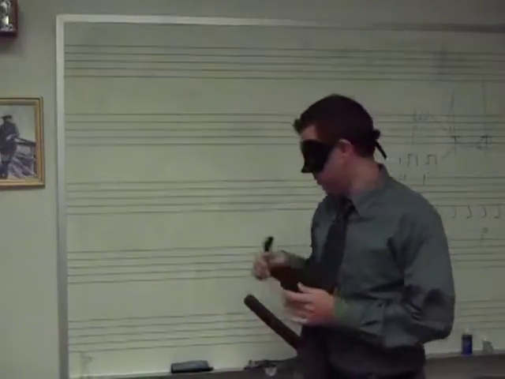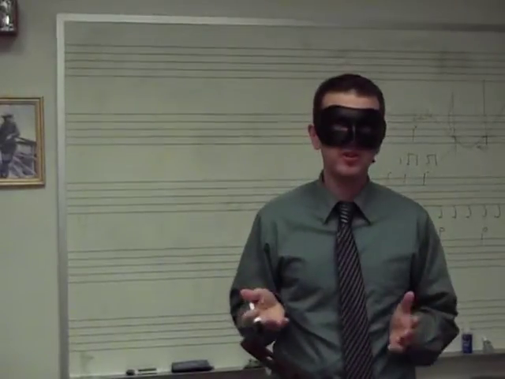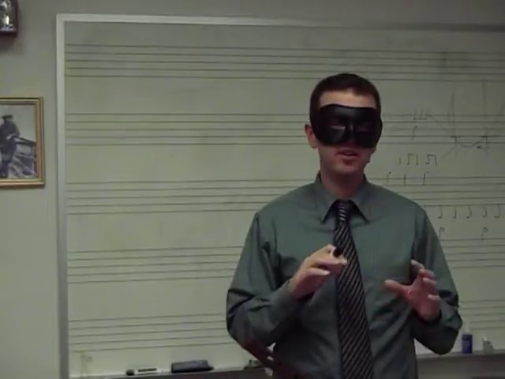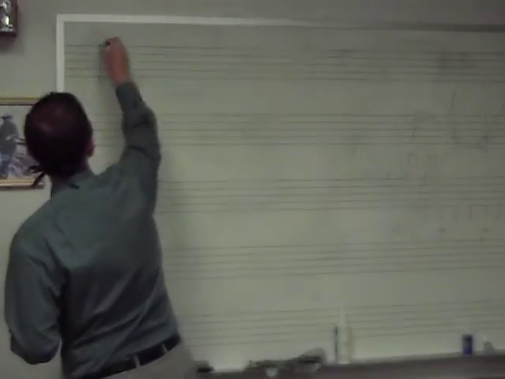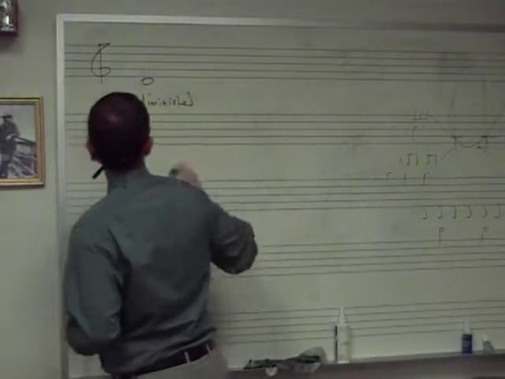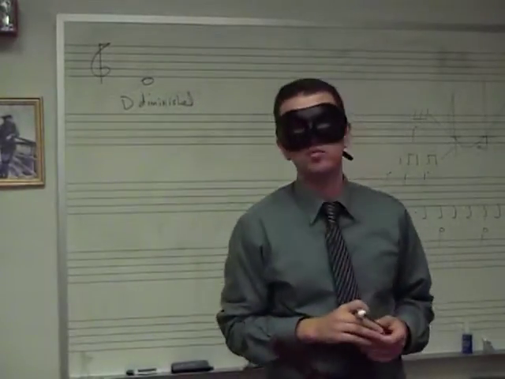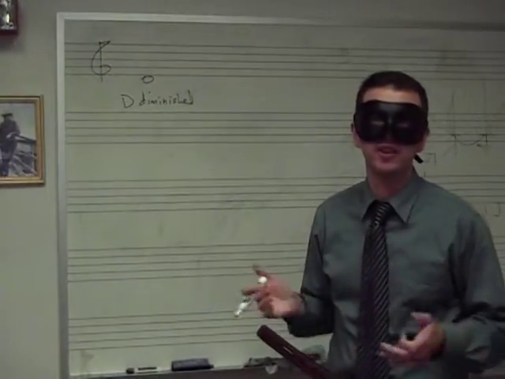Alright, the last one is the most difficult, and that's diminished. When we do diminished, there's a couple of ways to do it. I think that there's one way that is, to me, the most rock solid, and I'm going to show you what it is. Alright, let's go ahead and do D diminished. And after we put D diminished on, we're actually going to compare all of the triads together.